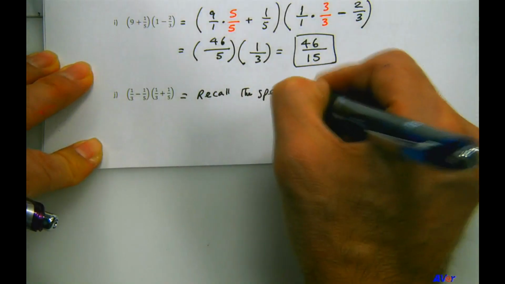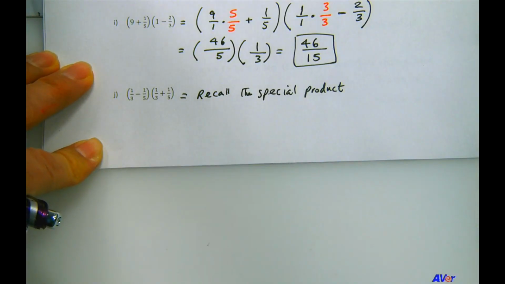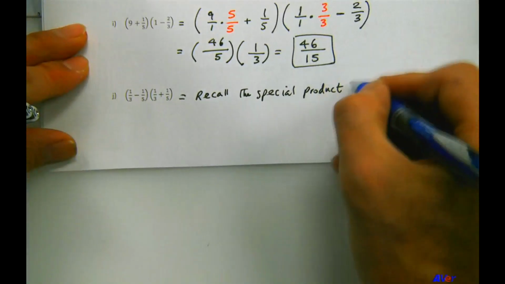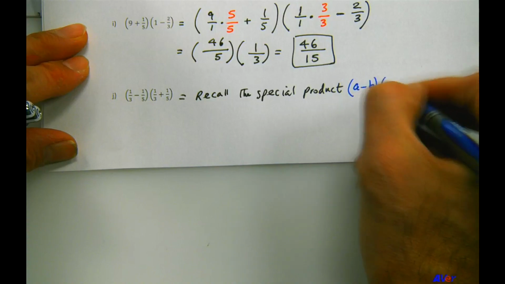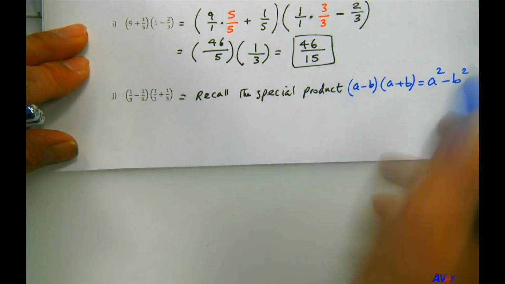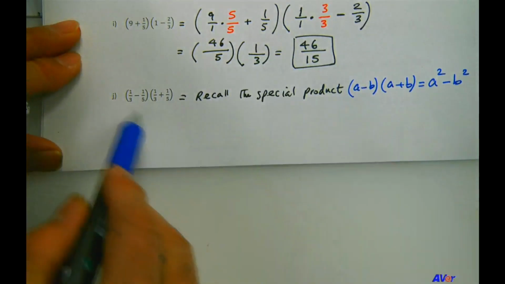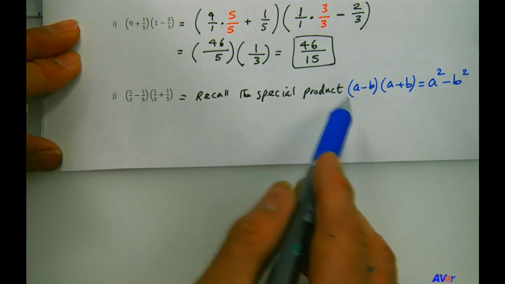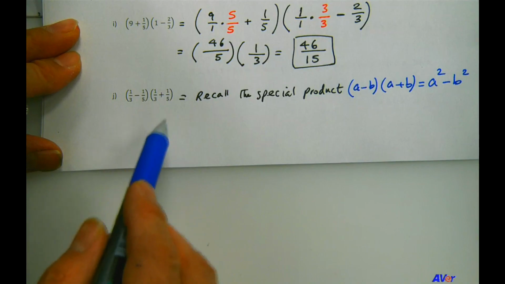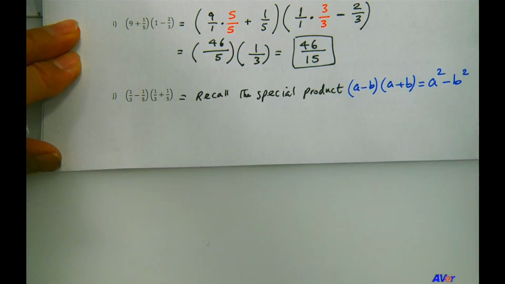Recall the special product, or if you haven't seen this before, you can learn about it now. Recall the special product that if you have a minus b times a plus b, that is equal to a squared minus b squared. So that's a shortcut formula. So that's exactly the situation we have here, right? A in our case is 1/3, and b in our case is 1/5. So if you have a minus b times a plus b, then we can use this formula.